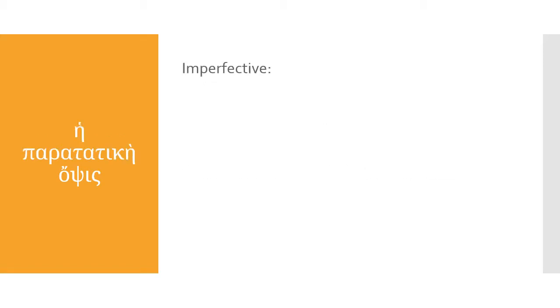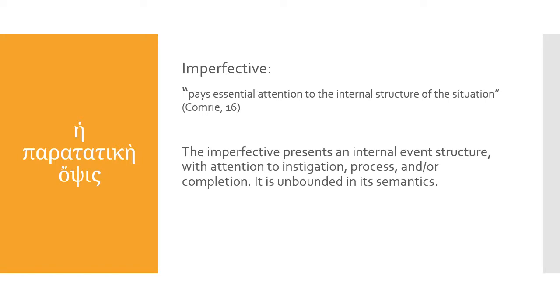Now, second is the imperfective, he paratatike opsis. Again, Comrie: the imperfective pays essential attention to the internal structure of the situation. The imperfective presents an internal event structure with attention to instigation, process, and/or completion. It is unbounded in its semantics.